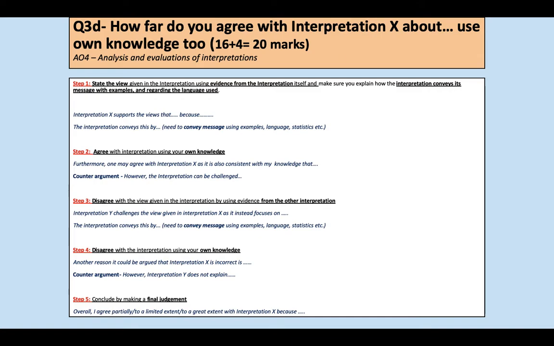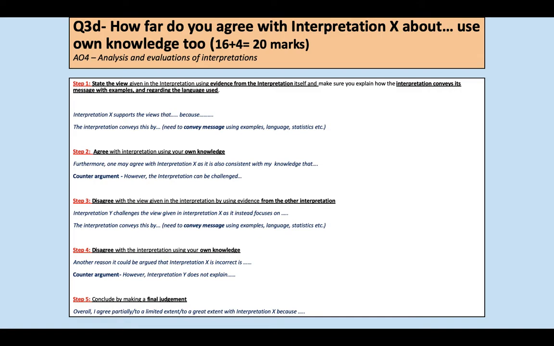So look at the sentence starters. Interpretation X, in this case interpretation 2, supports the view that, and then you explain why it says that. And then you also say the interpretation conveys this by, and then you need to explain how it uses examples, how it uses language, how it uses statistics to get across its argument. So here you're really explaining, okay, how is the historian making their argument?